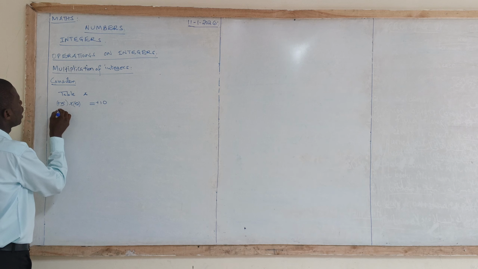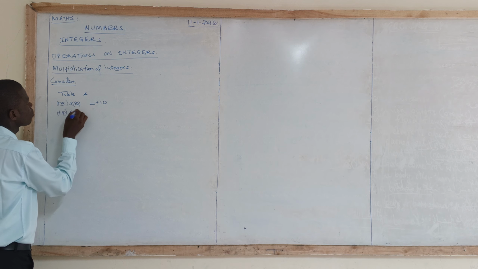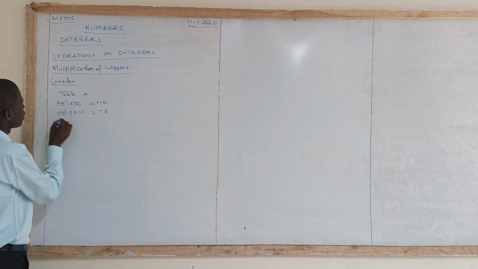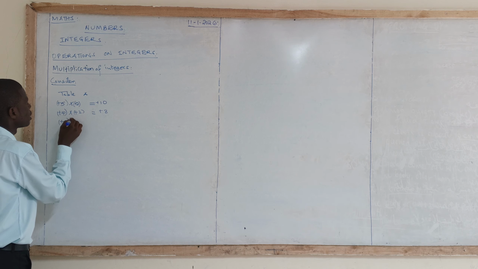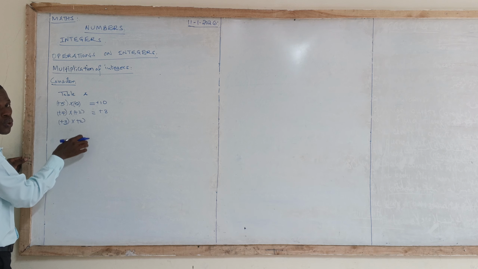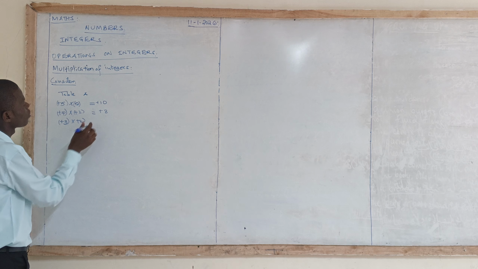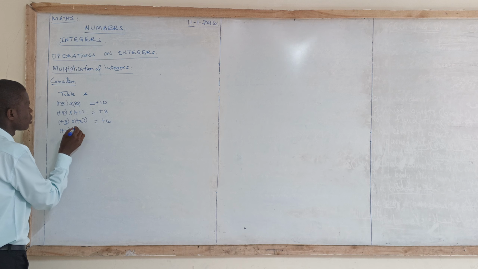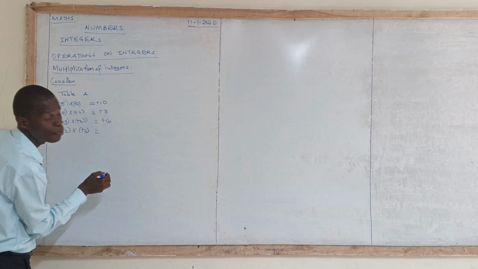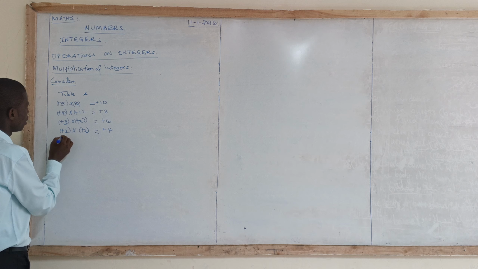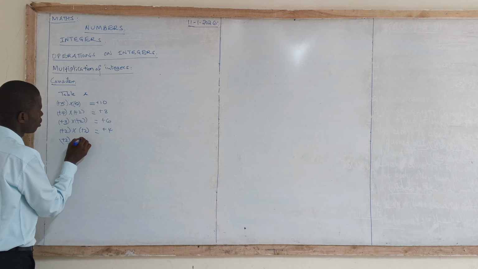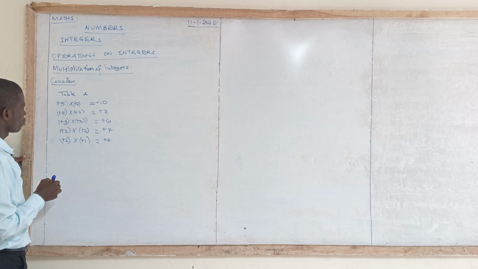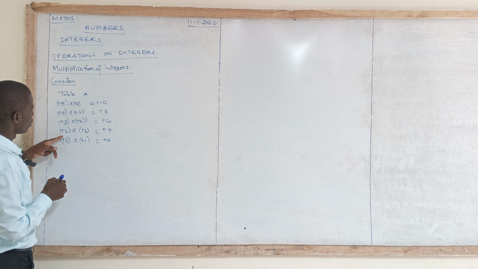If I continue, now positive 4 times positive 2, this now will give us what? Positive 8. So we have positive 8 here. Then we have positive 3 times positive 2. So we are maintaining just 2. We want to see what is going on here. This now is positive 6. Then positive 2 times positive 2. What do you have here? Positive 4. Perfect. Positive 2 times positive 1. What do you have? This now is positive 2. Perfect.